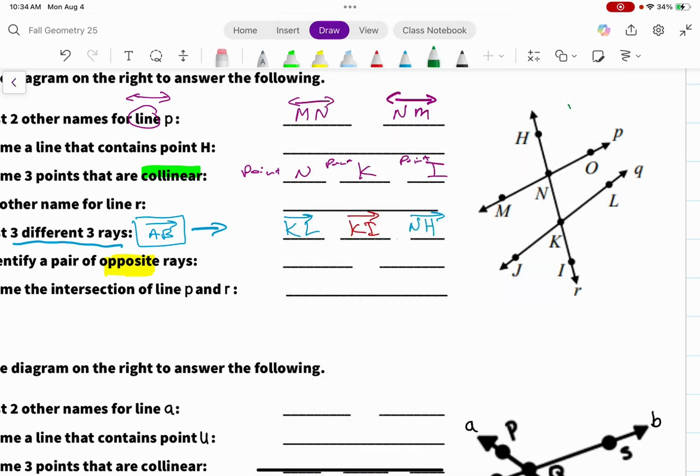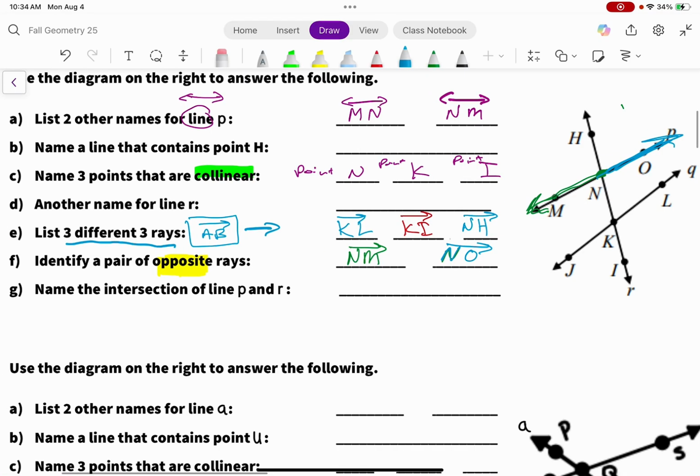I'm going to go with N, and I'm going to go towards M. So N, M, because I started at N and ended at letter M. Then I'm going to start at N again and go the opposite direction, which is going to be this way. So that'll be N, O, and there you go. The arrow still points to the right side, even though it says opposite rays, but that's how we have our symbols. So just be very careful on it.